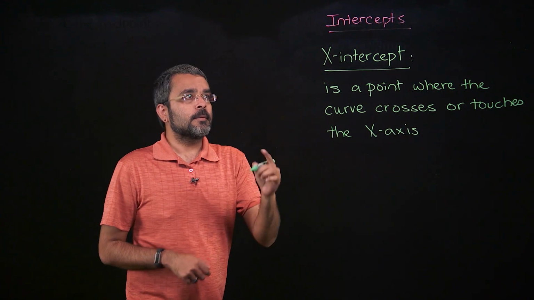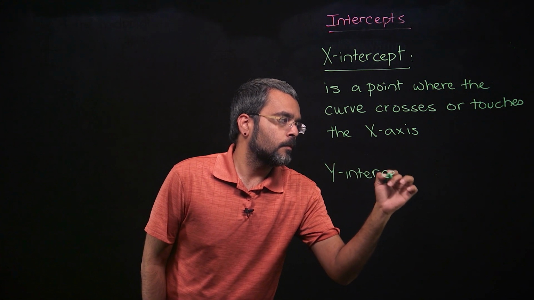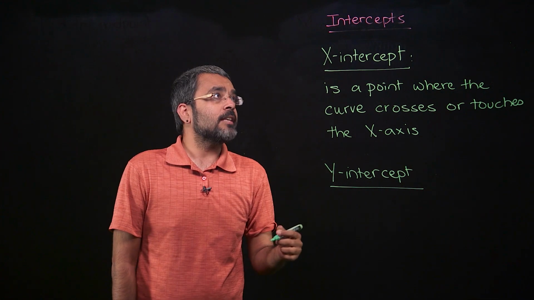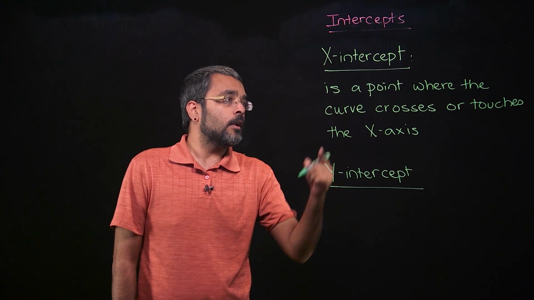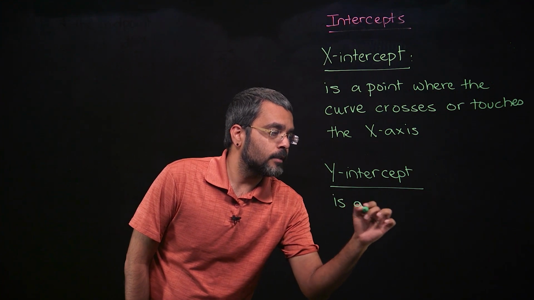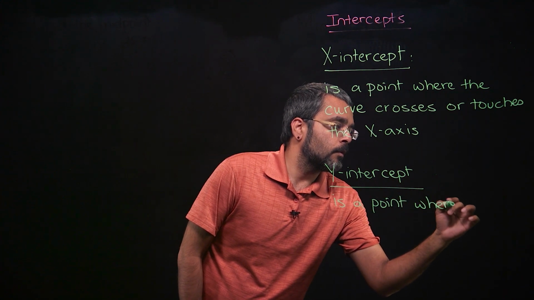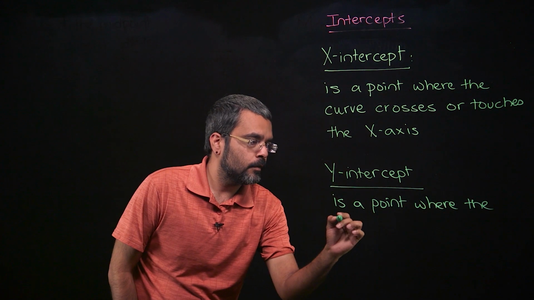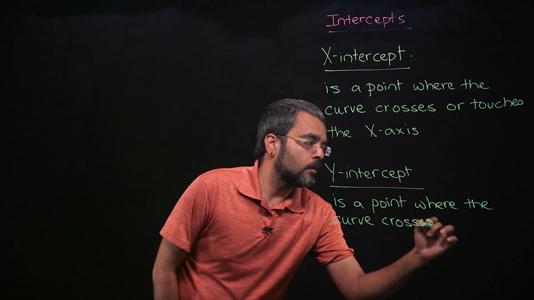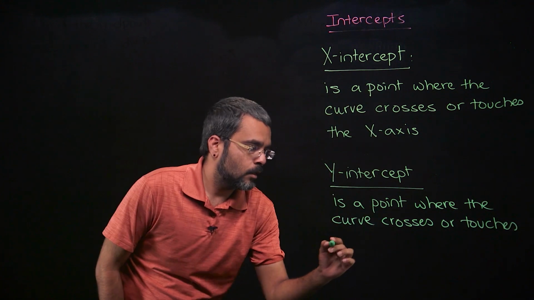Okay, and similarly, we have something called a y-intercept. Okay, and just like your x-intercept, the y-intercept is where the curve either crosses or touches the y-axis. So the y-intercept is a point where the curve crosses or touches the y-axis.